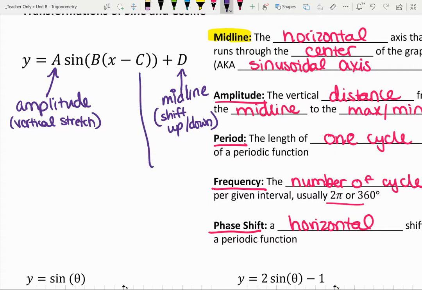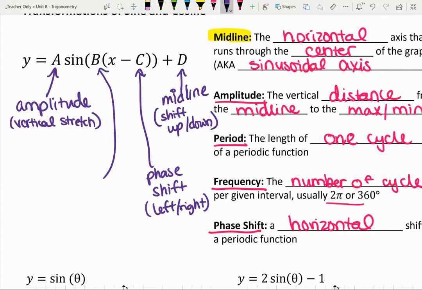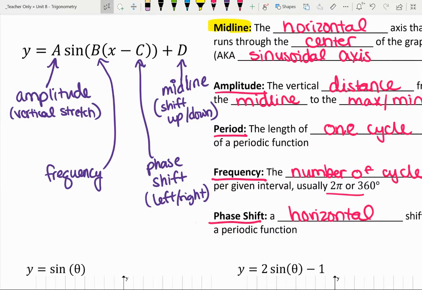The value of C represents that phase shift, and so again, that's either left or right. And then B represents the frequency of the graph, how many cycles occur within 2 pi.